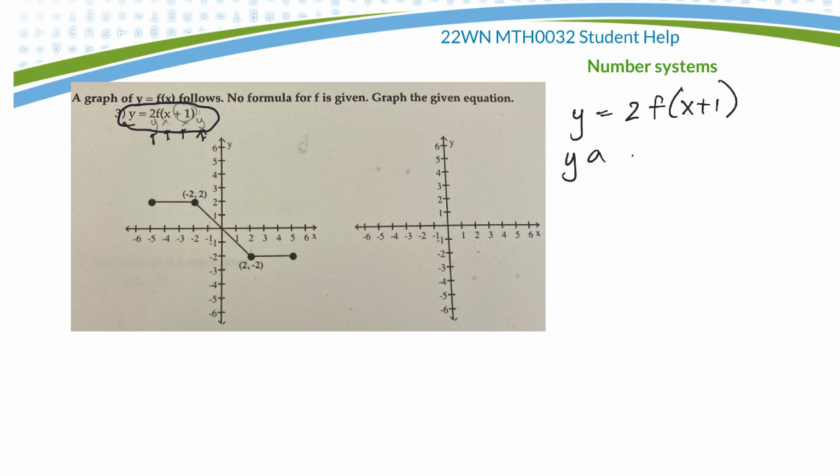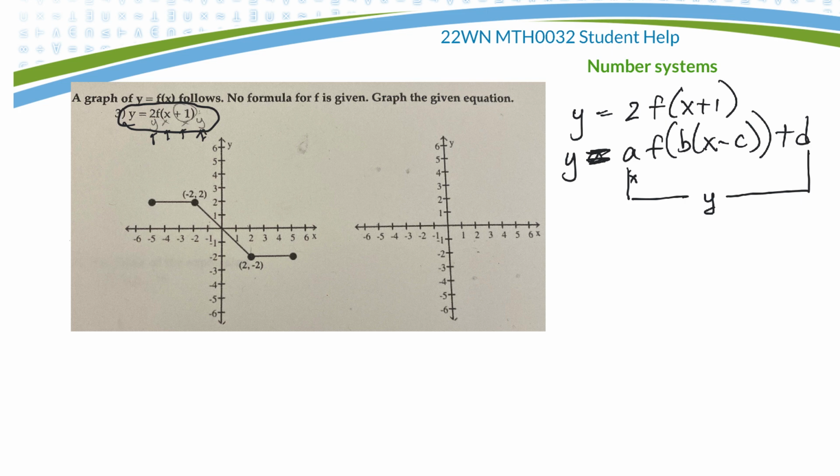So if I'm comparing this to this general formula, like that, this should be equals. This and d, those both affect y values. And a is where you'd multiply all the y values by a, and d is you would add or subtract all the y values by d. And then b and c both affect x values, where b you would divide all the x values by b, and c you'd either move things left or right, so you'd add or subtract.